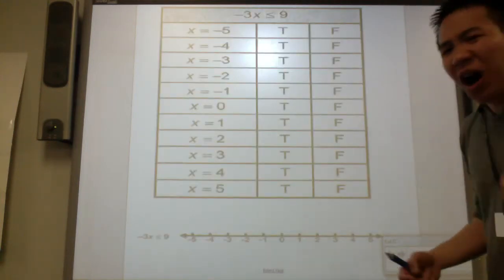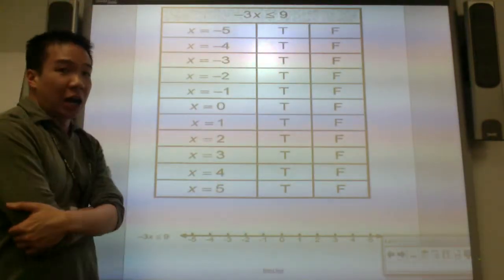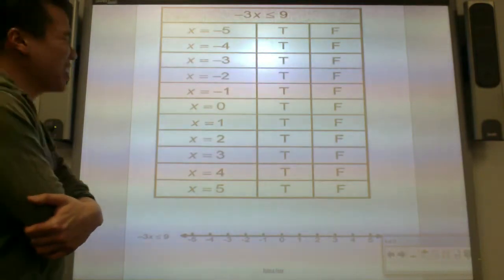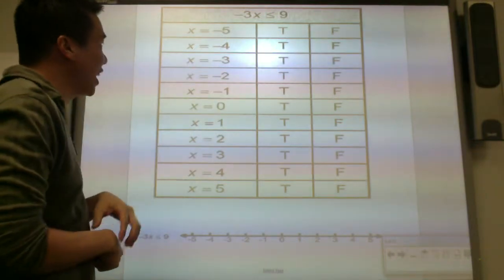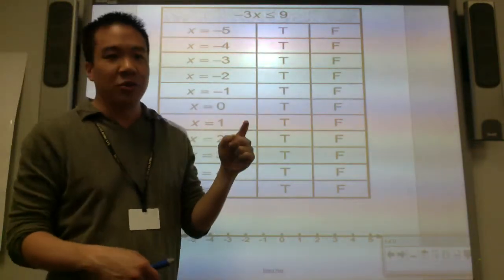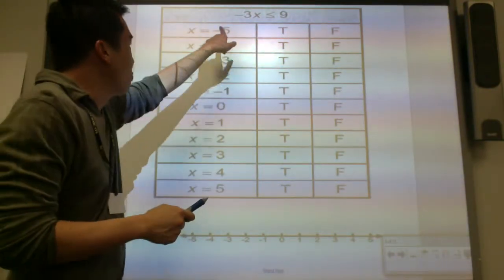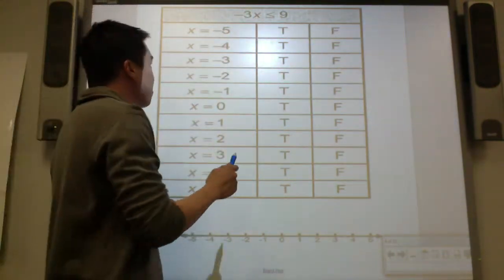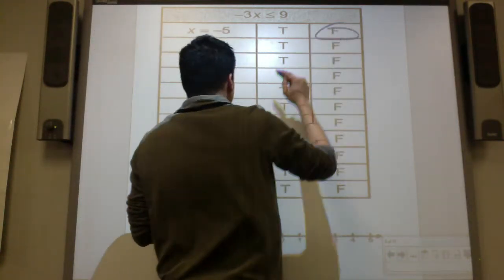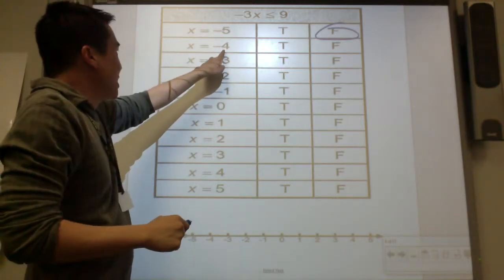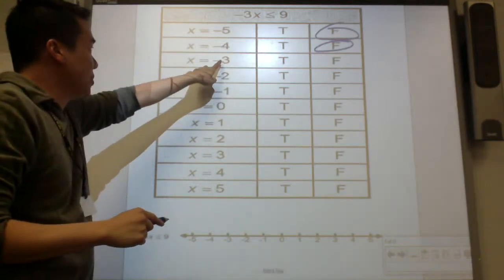So you might say, but why? Well, let's see why. Negative 3 times a number is less than or equal to 9. So negative 3 times negative 5. Remember, when you multiply or divide, same signs are positive, different signs are negative. So multiplying two negatives, the answer is positive. So that'd be positive 15. Positive 15 is not less than or equal to 9. False. Negative 3 times negative 4 is positive 12. That is false. Negative 3 times negative 3 is 9.